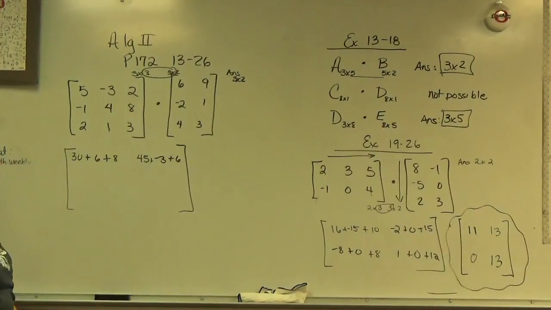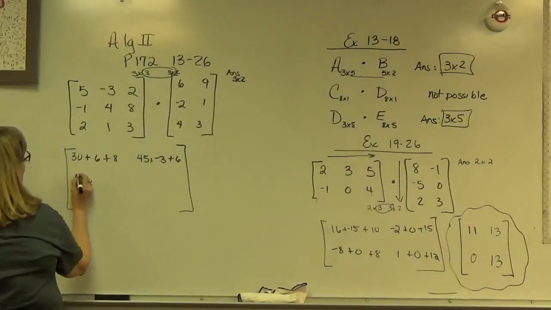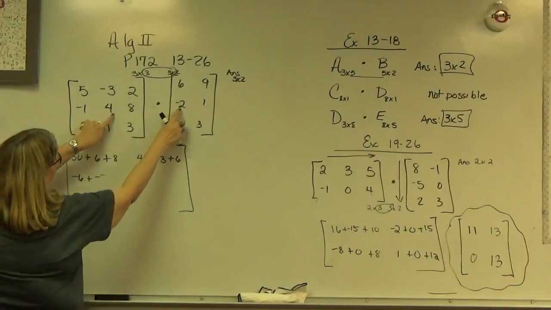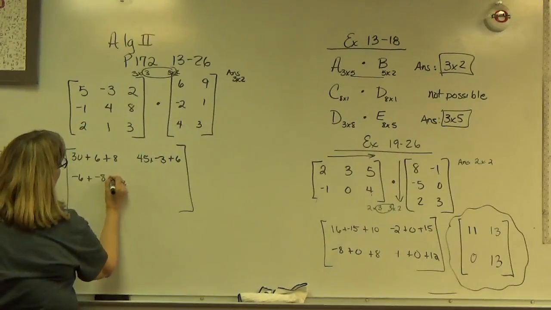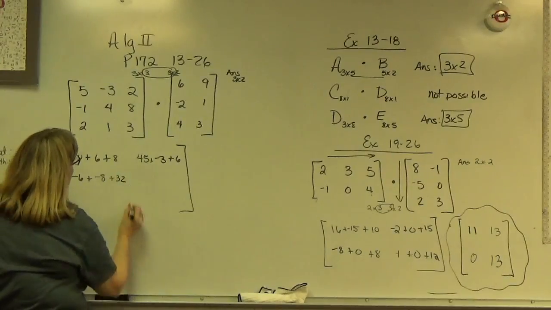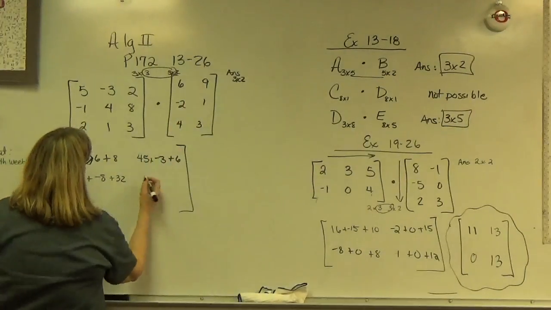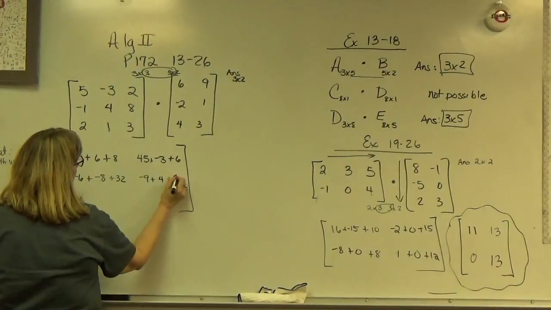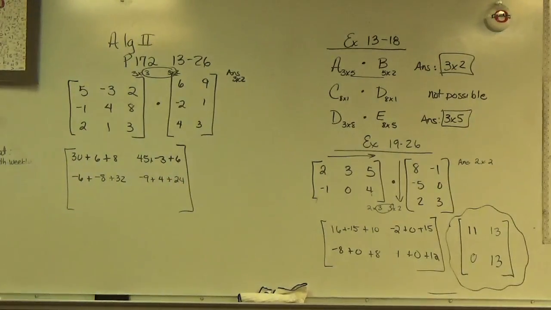So row 2, column 1. Tatum, what would you get for first, second, and third position? -6, -2. Move. Oh, -8 and 32. Okay, now row 2 times column 2. Robert, first position, -9. Second position, 4. And third position, 24. Okay, has row 2 been multiplied by every column?